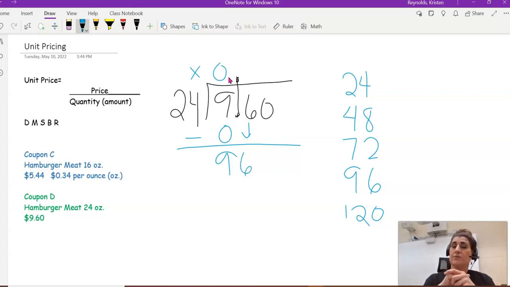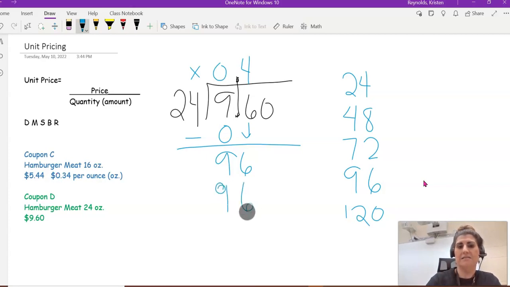And now I say, self, how many times can 24 go into 96? Well, I just made myself this little chart, and I see that here's 96 right here. So how many times is that? 1, 2, 3, 4. So I'm going to put 4 up above here. So 4 times 24 is exactly 96. And I'm subtracting. So when I subtract 96 from 96, I end up with 0.